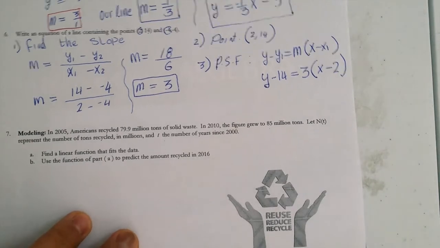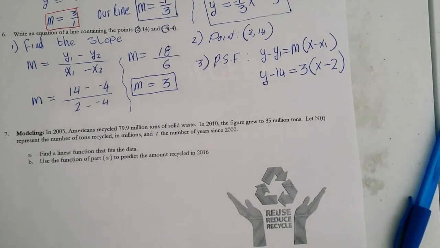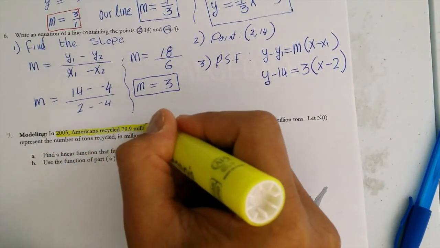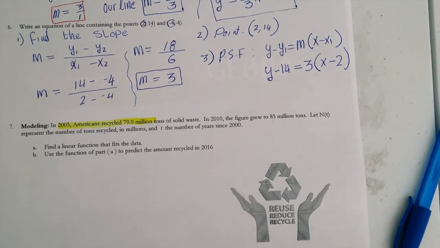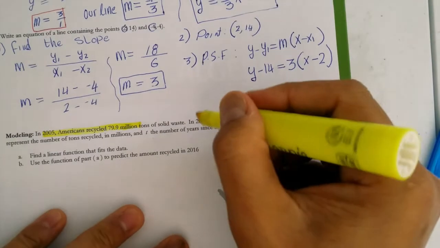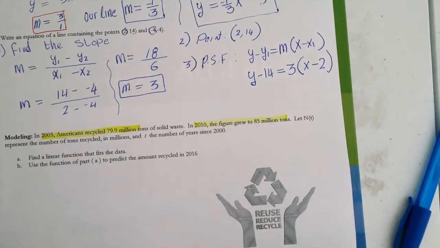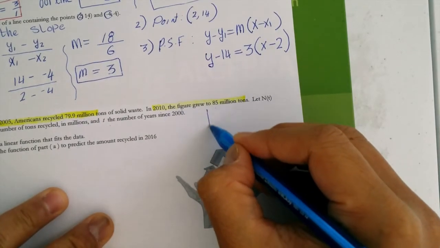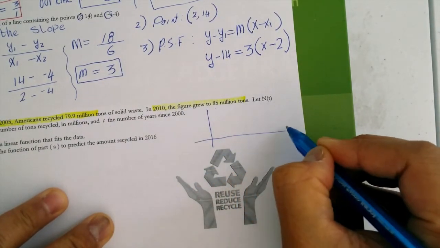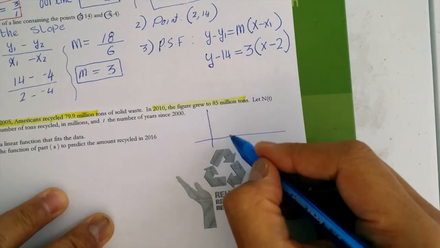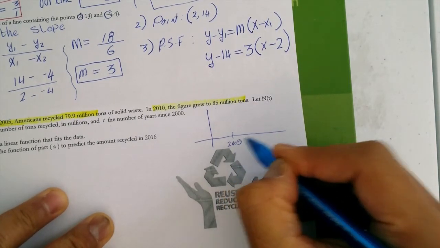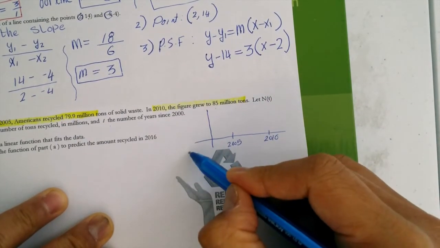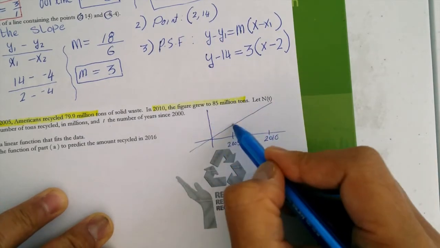Perhaps before we continue further, let's take a look at some useful information. In 2005, 79.9 million tons were recycled. In 2010, 85 million tons were recycled. If we sketch the graph to represent the data, with this as 2005 and this as 2010, we can see that the number recycled has gone up. The data has gone up.